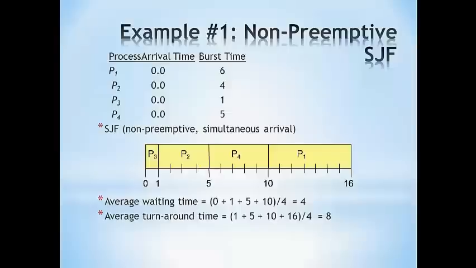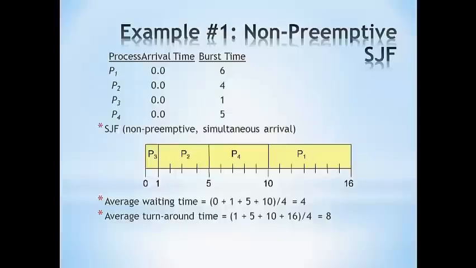Firstly, we will sort the processes depending on the burst time. So first P3 will execute for 1 second, then P2 will execute for 4 seconds, then P3 will execute for 5 seconds and then P4 for 6 seconds. This is the Gantt chart shown there. The average waiting time is 0 plus 1 plus 5 plus 10 divided by 4, that is 4 seconds. And the average turnaround time would be 8 seconds.